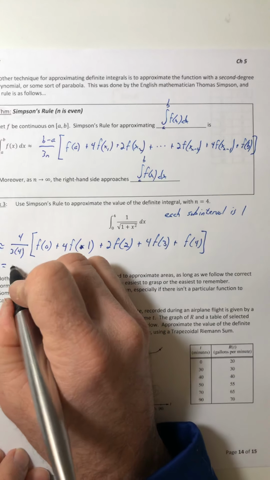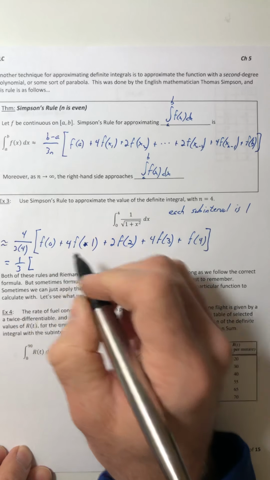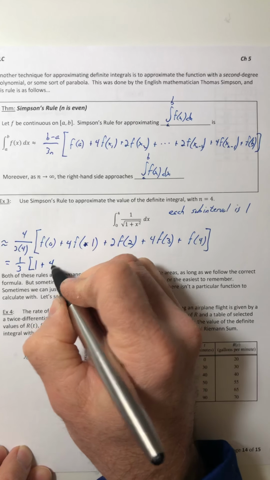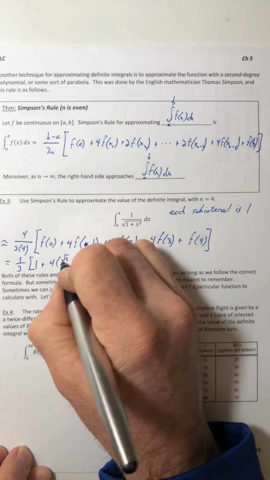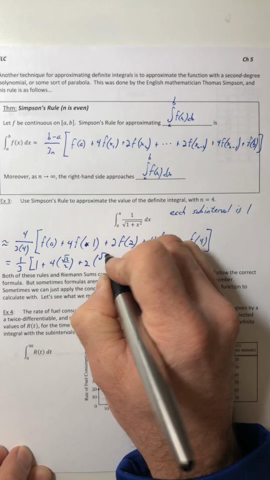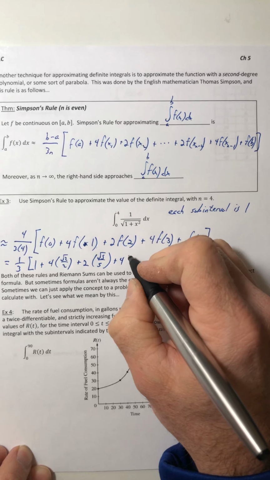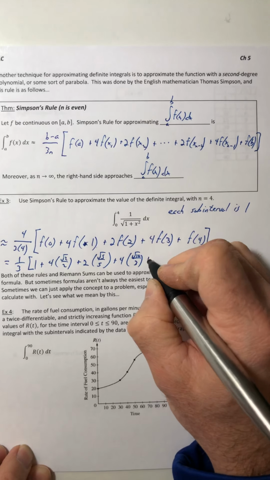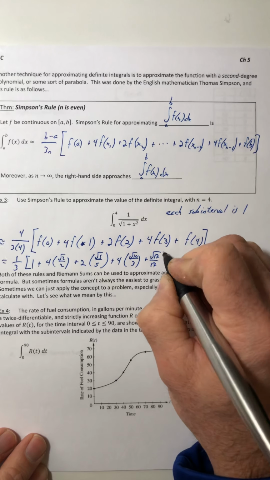Then just start working them out. So the fraction out front is a third. Okay, plug in the 0 in for x, and we get 1 plus 4 times plug in the 1, and we end up with a root 2 over 2. Plug in the 2, root 5 over 5. Plug in the 3, root 10 over 10. And then finally plug in the 4, root 17 over 17.